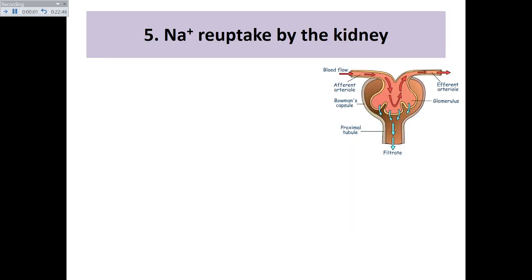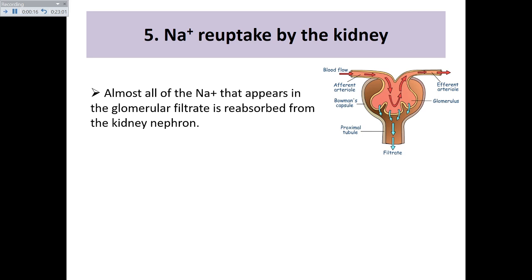So the last subject is Na reuptake by the kidney. Sodium reuptake by the kidney. We have several transporters that reabsorb sodium. Of course, you know sodium is very important. It creates most of the osmolarity of blood and body fluids.